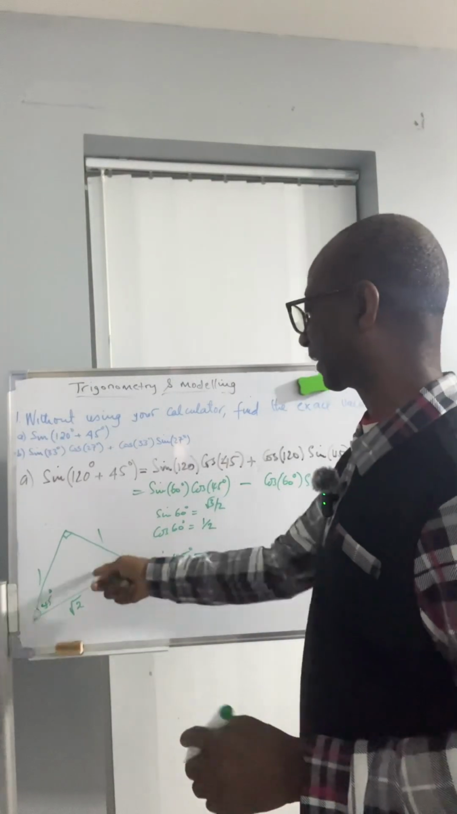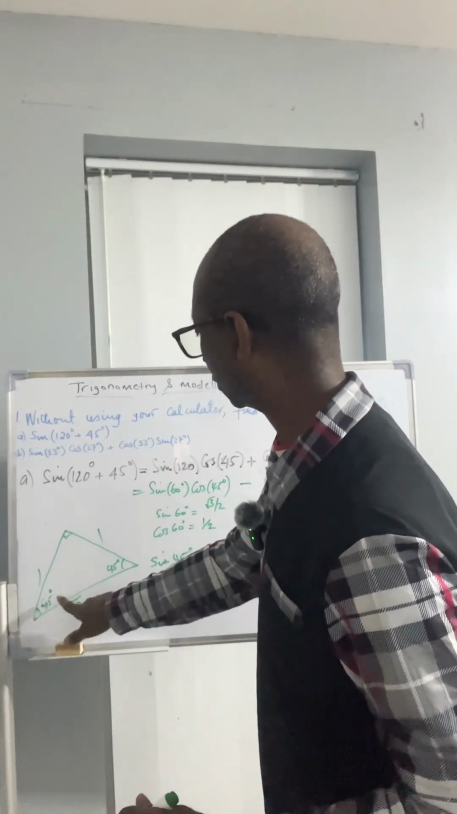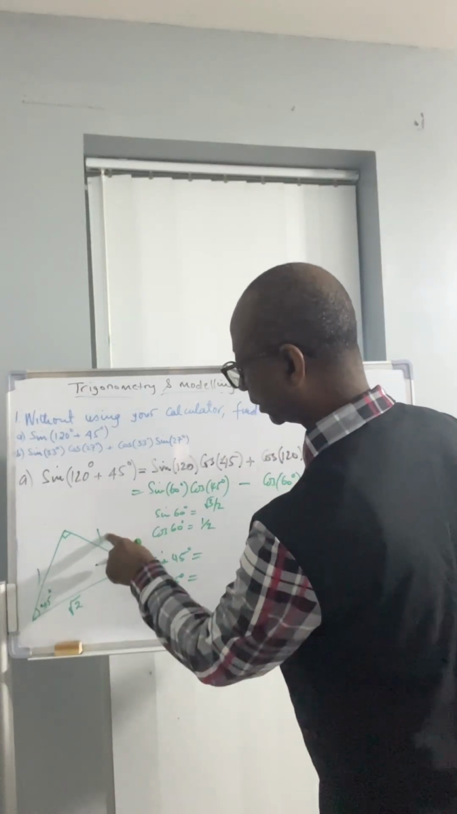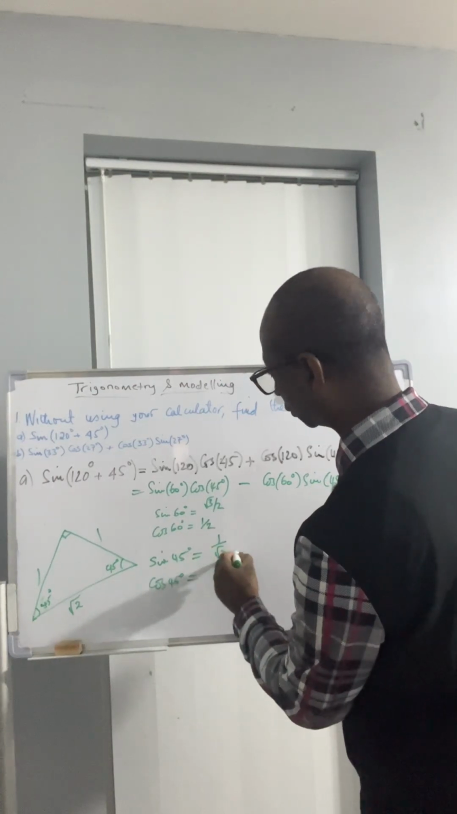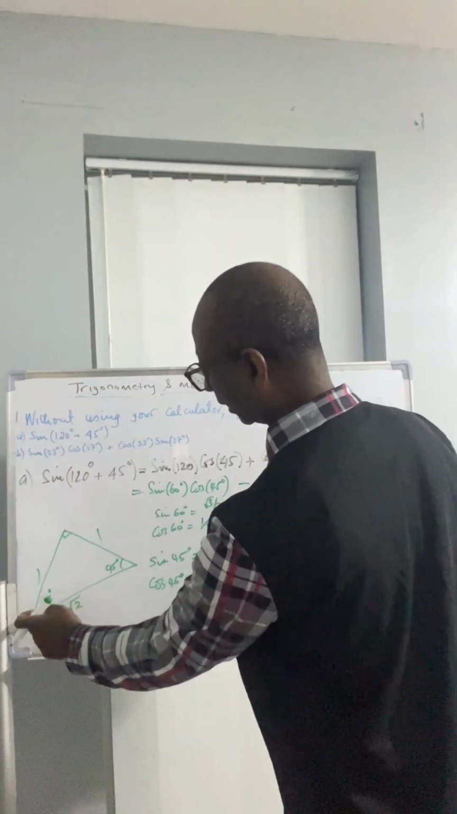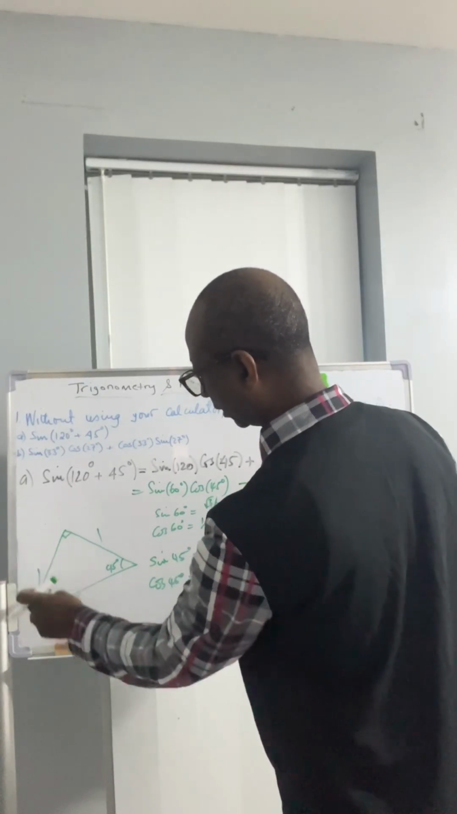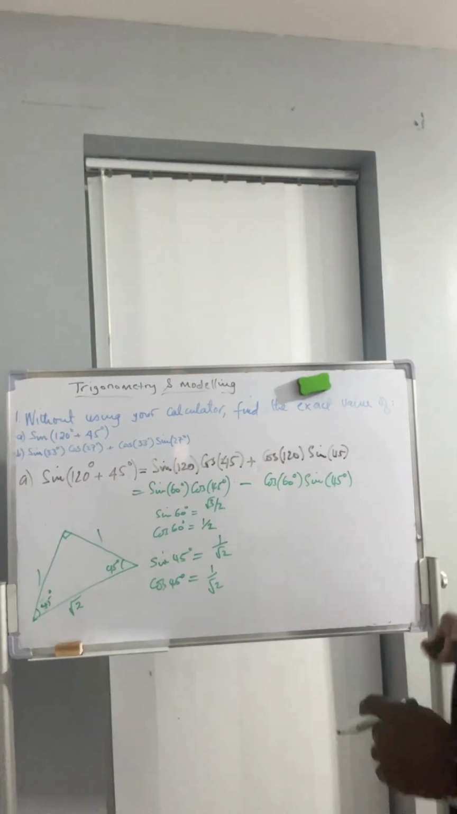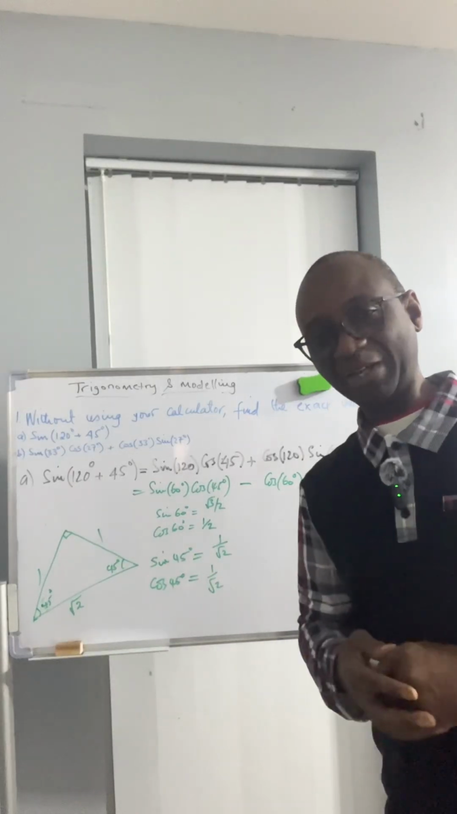So now, what is sine here? Sine 45, we're looking at this. Sine is opposite upon hypotenuse, which is 1 all over root 2. What is the cosine? The cosine is adjacent, which is 1 again upon hypotenuse. So that is why you have sine 45 equals cos 45 degrees.